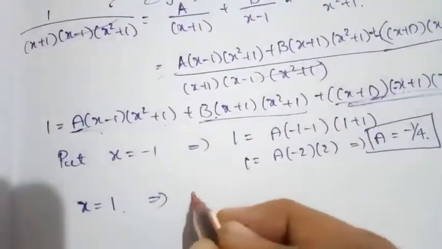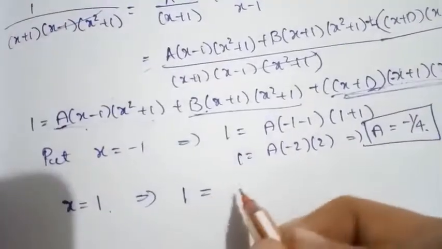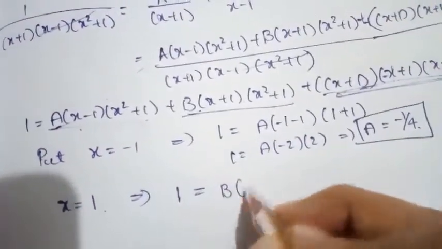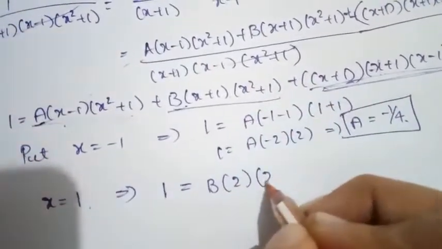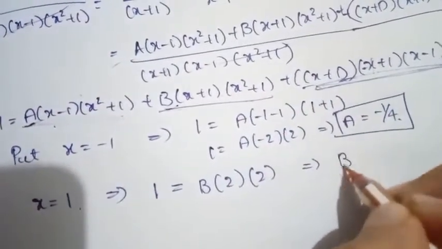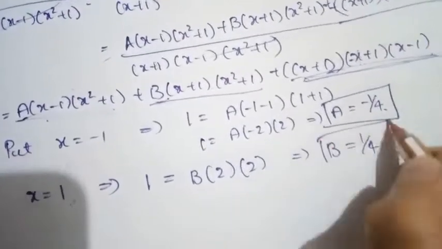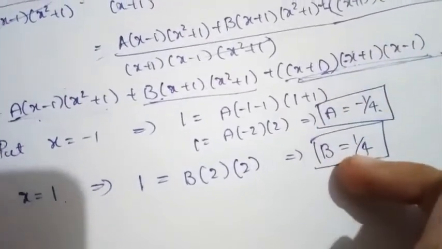So that implies what? In the LHS there is no x term. 1 is equal to b of 1 plus 1, it is 2. 1 square plus 1 is again 2. So what happens? The value of b is equal to 1 by 4. So we got the value of a and b now.